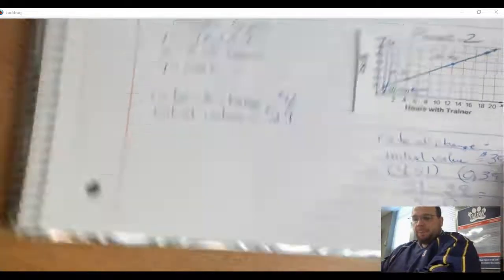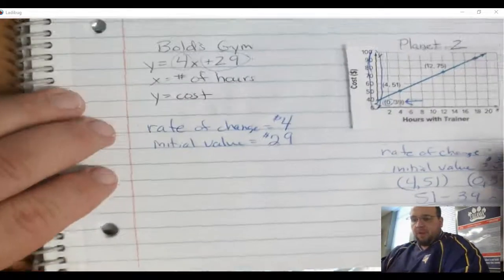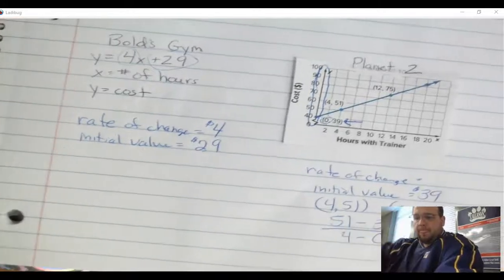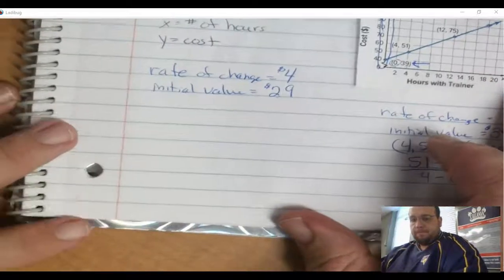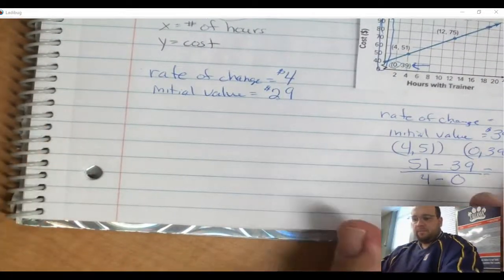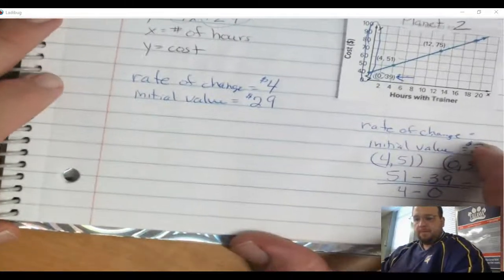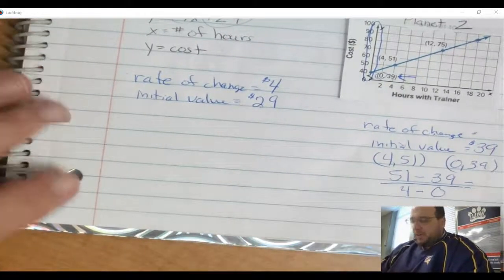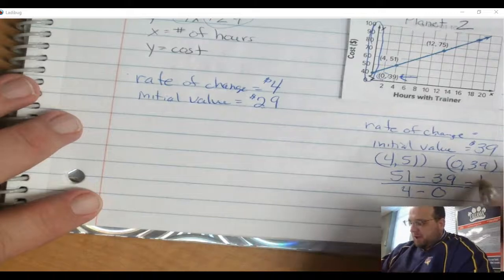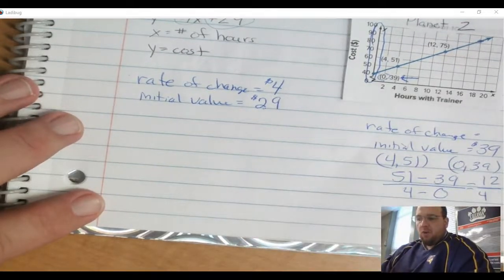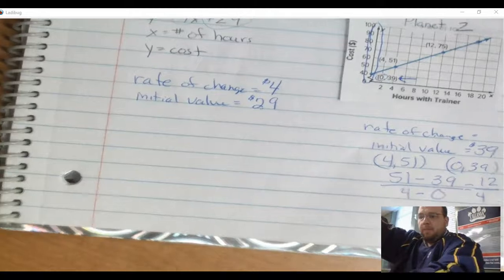So, sorry about that. I'll go ahead and move it up. I apologize. I'm running out of room here. So I take 51 minus 39 equals 12. 4 minus 0 equals 4. So I end up with 12 over 4. All right.